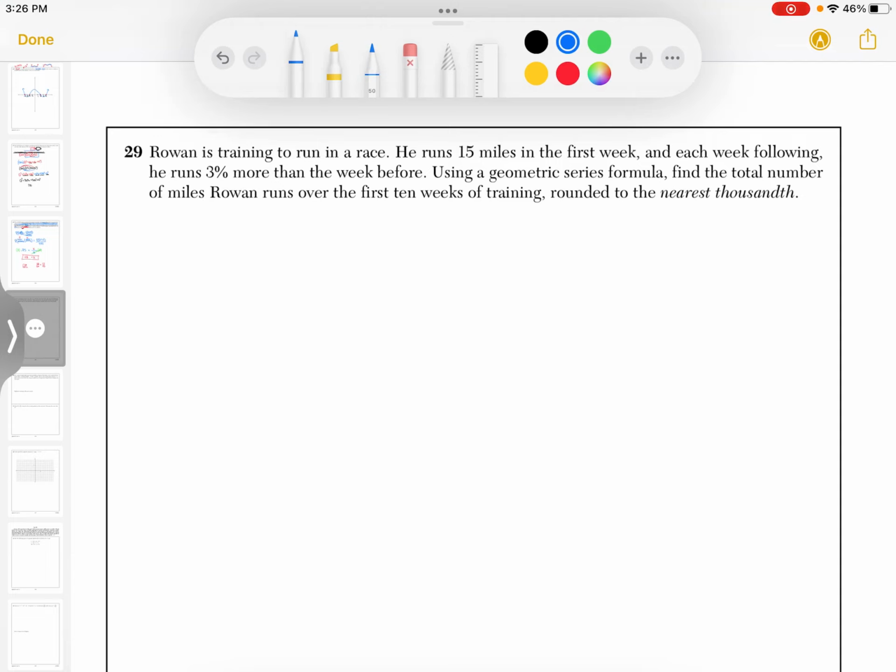All right, 29. Rowan is training to run in a race. He runs 15 miles in the first week, and each week following he runs 3% more than the week before.